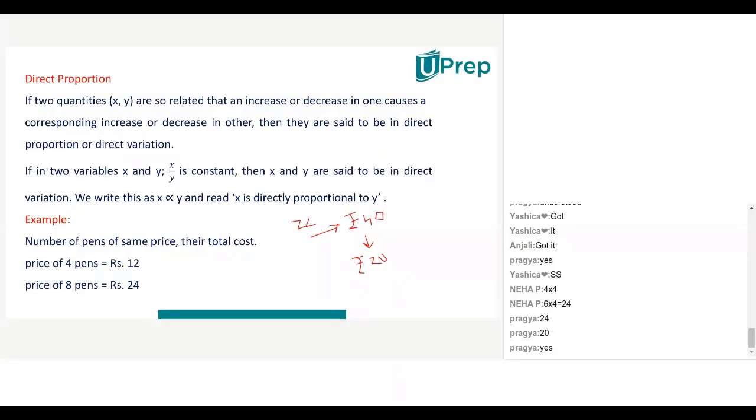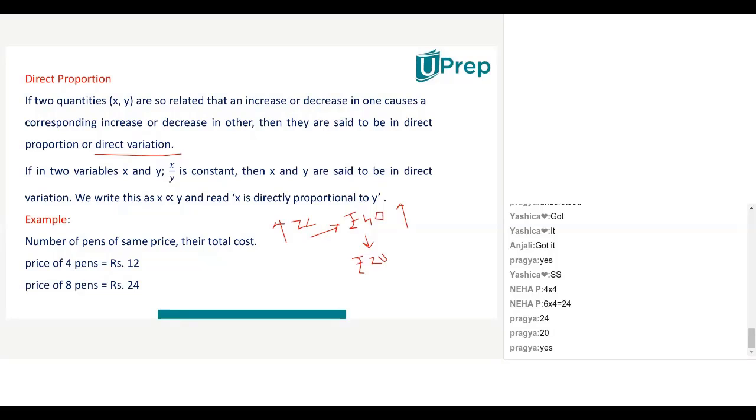That means, if I increase the number of chocolates, the amount that I have to pay will also increase. Yes or no? Yes, sir. Or if I put it in another way, if I have to reduce the number of chocolates, the amount of money that I have to pay will also reduce. So that is nothing but direct variation.